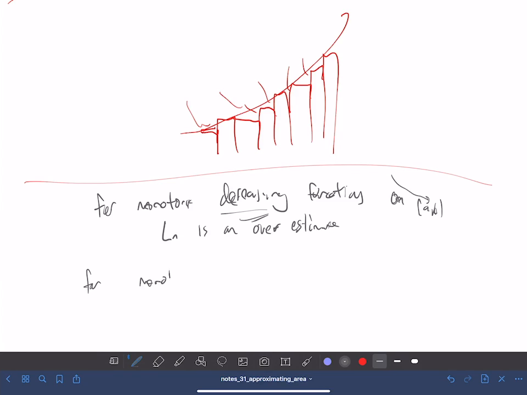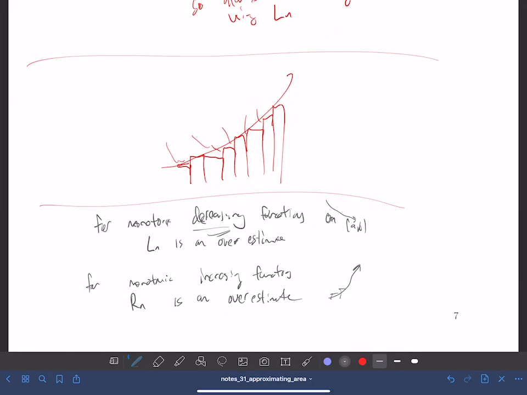For monotonic increasing functions, go like that, R sub n is an overestimate. If the function is not monotonic, then we can't conclude without actually doing the comparison.